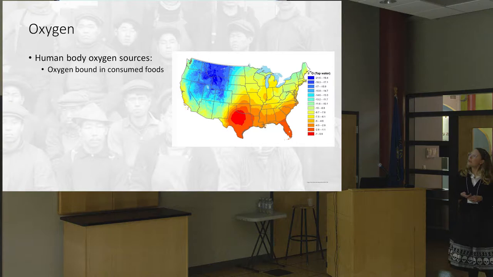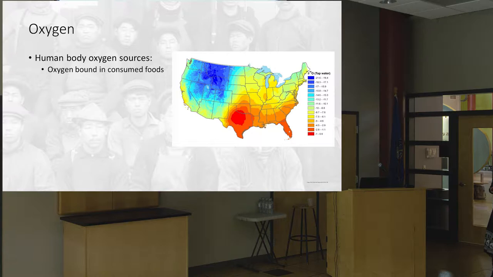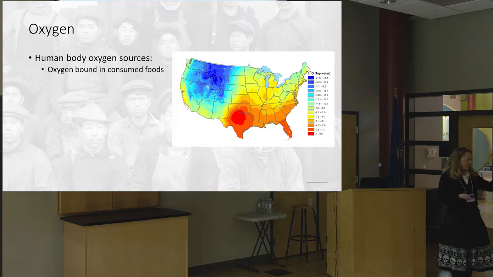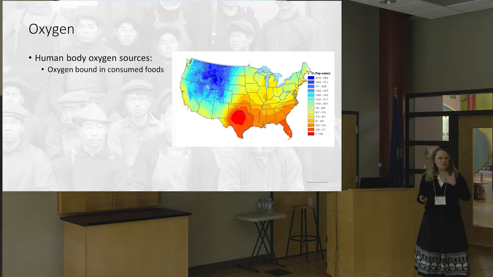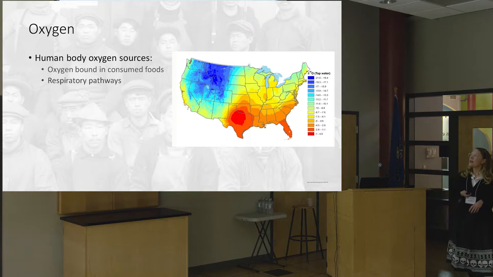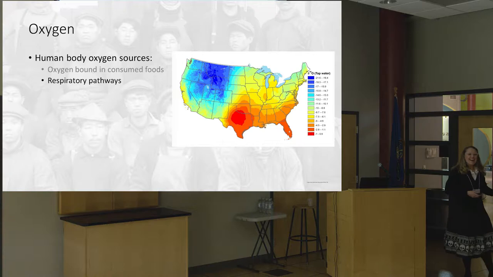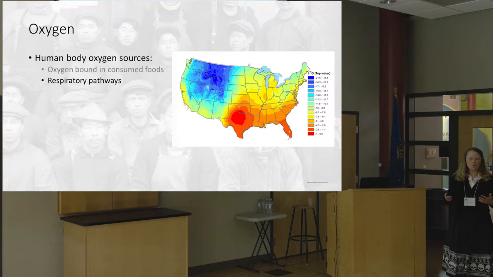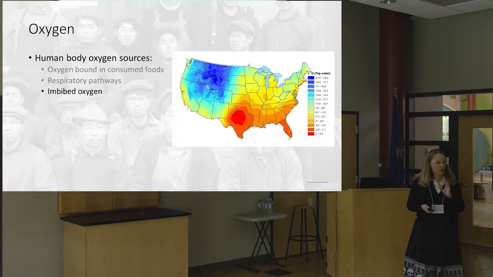So human body oxygen sources. Where does the oxygen in our tissues come from? Well, in part, it comes from oxygen-bound and consumed foods. So when you have your donuts back there, there's water in it. That's why they're not all dry and crumbly, right? Once you take that into your body in your gut, it's released, and the oxygen becomes incorporated in your tissues. As well, when we breathe, that's my reminder to breathe, the oxygen that we've just inhaled, in part, becomes incorporated into our tissues, and most importantly, imbibed oxygen. So every time we drink water, that becomes incorporated into our tissues.